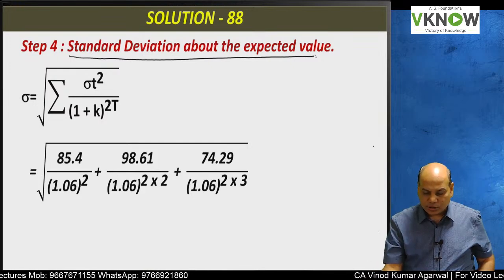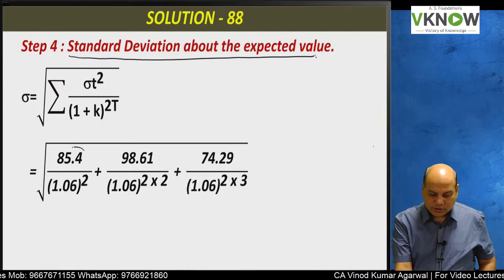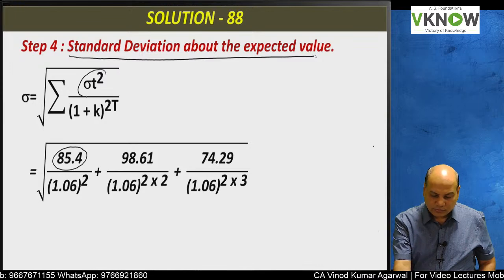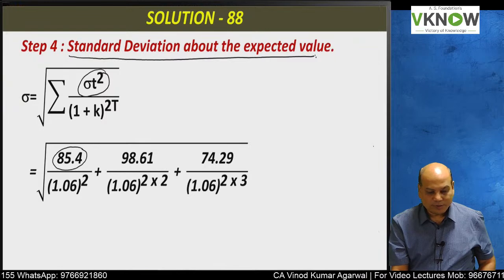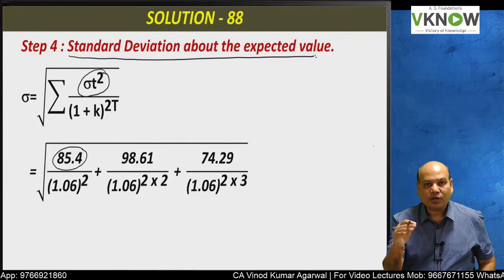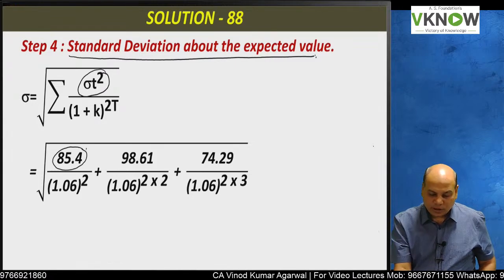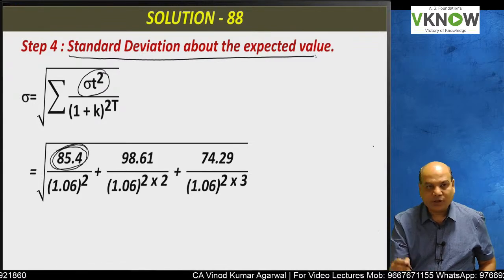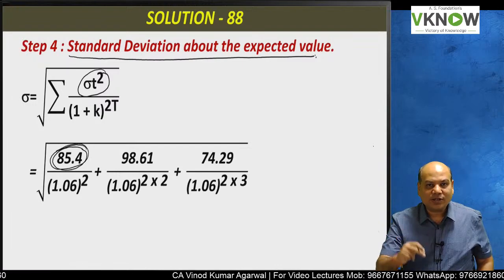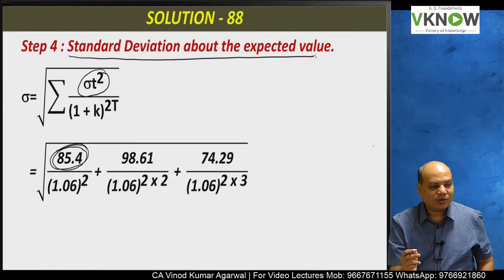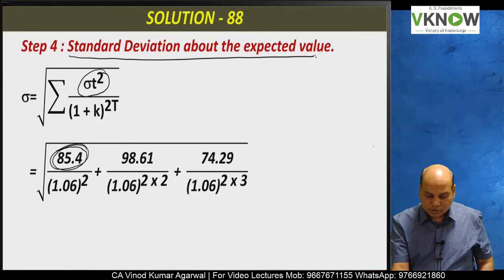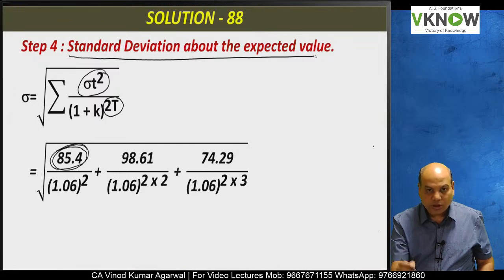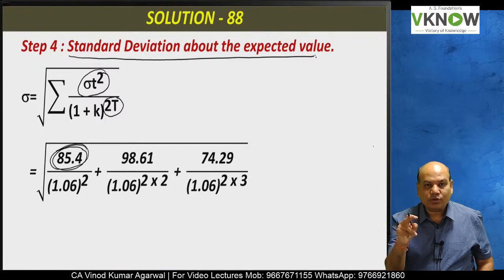You have computed first year sigma square in the previous table. Go and check, 85.4, or you want to write 9.24 square, you can do that also. But when I already have the sigma square figure, why do I need to write sigma and then take the square again? It is a duplication of effort. Divide by 1.06 to the power 2t. 2t means 2 into 1 year, 2 into 1, 2.